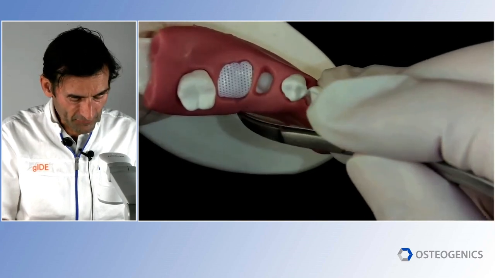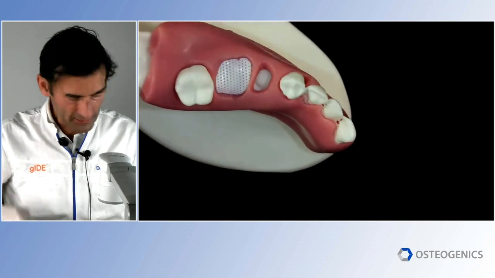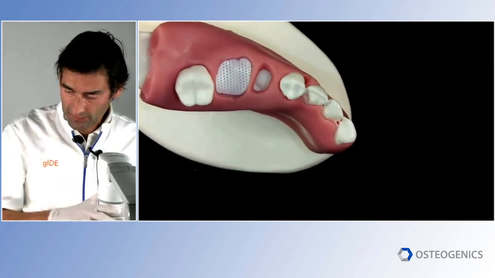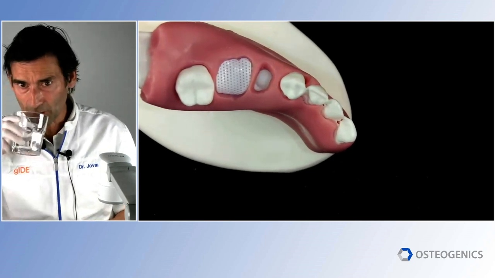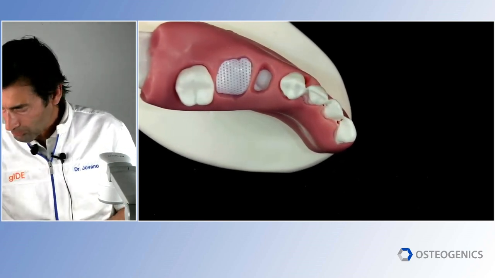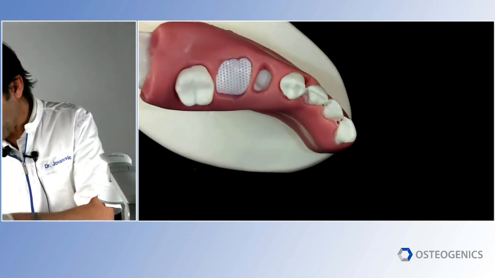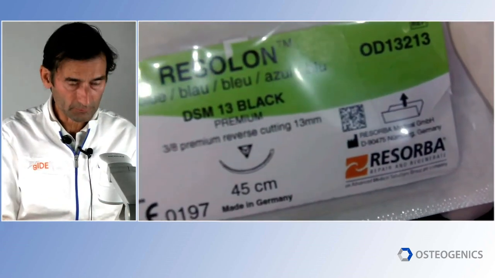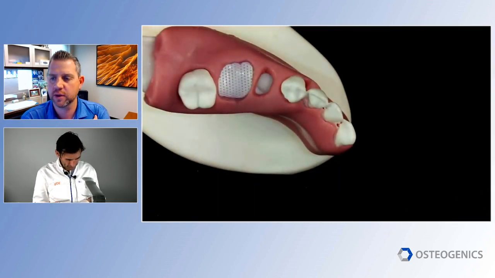So what is an efficient suture that you can do in a place like this? So I want to show you that. And I usually use either a PTFE or a nylon for that. So I want to use a nylon at this moment. And let's take a 5-0 nylon. Okay, that's a 5-0 nylon with a 13 millimeter needle.